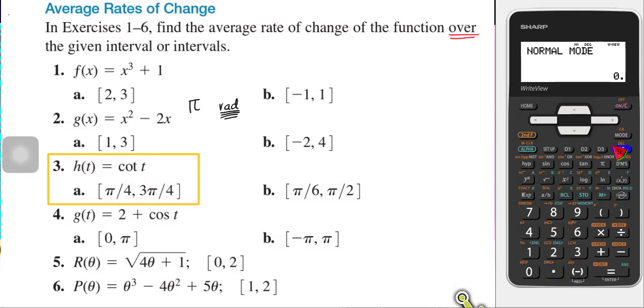So let me see this one. I think I go mode. No. I think I go setup. Yeah, there is 0 there. And then radian, which is 1. There we go. So it's already in radian.